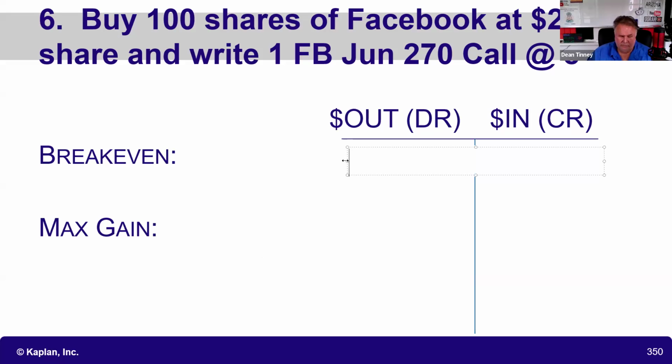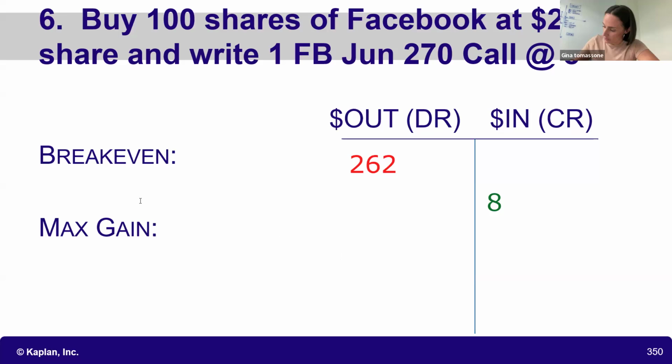So you paid out 262 for the Facebook, and you brought in 8 for the option. So you did indeed lower your out-of-pocket cost. You lowered your out-of-pocket cost from 262 to the break even of 254. This is the one time and the one time only we have a call contract and we're not adding. The break even is 254. And it paid 254 net out of pocket.